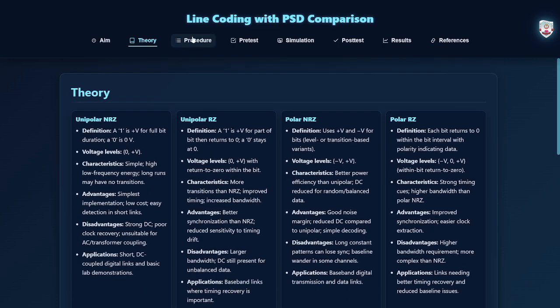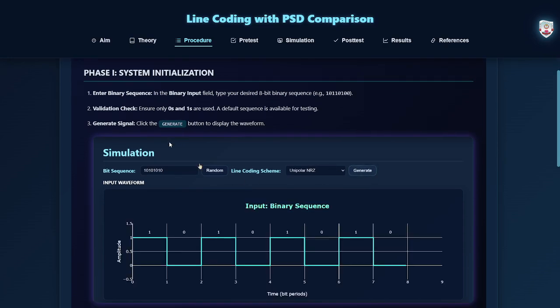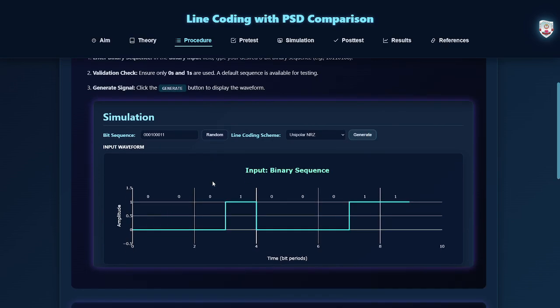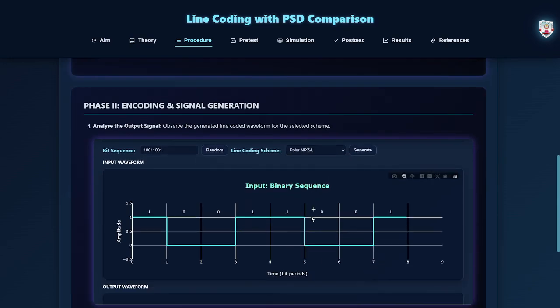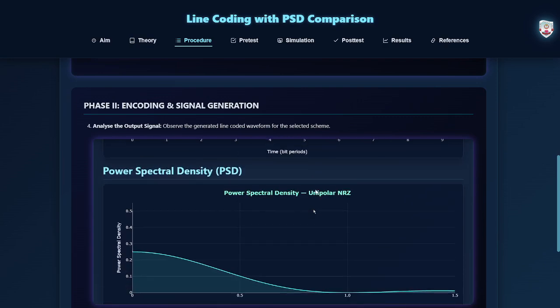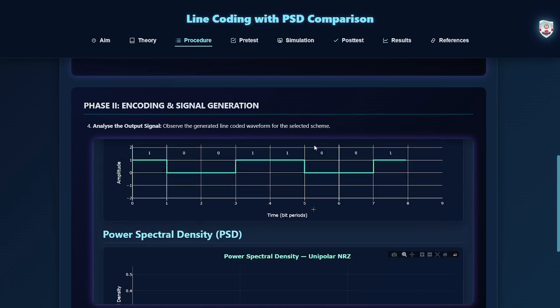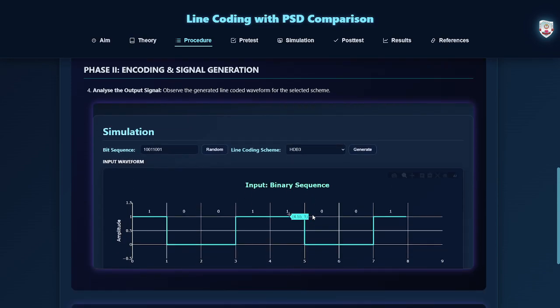Procedure. Now moving to the procedure section. The steps to perform the experiment are very simple. First, the user enters a binary sequence or a random sequence can also be generated automatically. Next, the user selects a line coding scheme from the available options. After selecting the scheme, the user clicks the generate button. The system then displays the input binary waveform and the encoded output waveform corresponding to the selected line coding technique. After that, the power spectral density graph is generated, which shows how the signal power is distributed across frequencies.